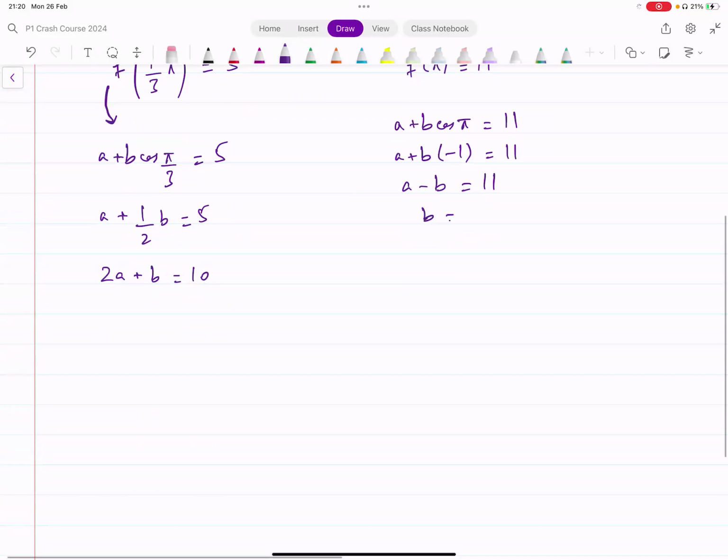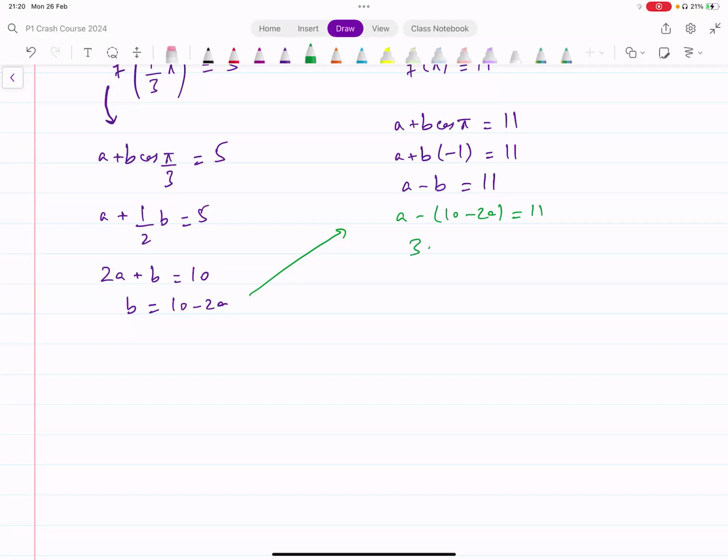So in this case, for instance, we can say, let's make b the subject here. b equals 10 minus 2a. Put that in the other equation. That will give you a minus (10 minus 2a) equals 11. Let me just show one more step. a minus 10 plus 2a equals 11. And then 3a equals 21. The value of a turns out to be 7. Put that back here.